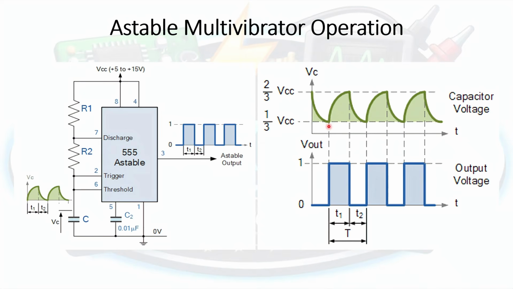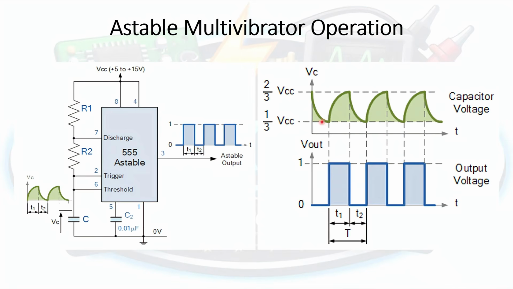Once the capacitor voltage reaches around 2/3 of the supply voltage at this point, the capacitor will start to discharge, as you can see through this curve. During that time, while the capacitor is discharging, the LED is off. So as you can see in this diagram on the right, during the charging time of the capacitor, the LED is on, and during the discharging time of the capacitor, the LED is off.